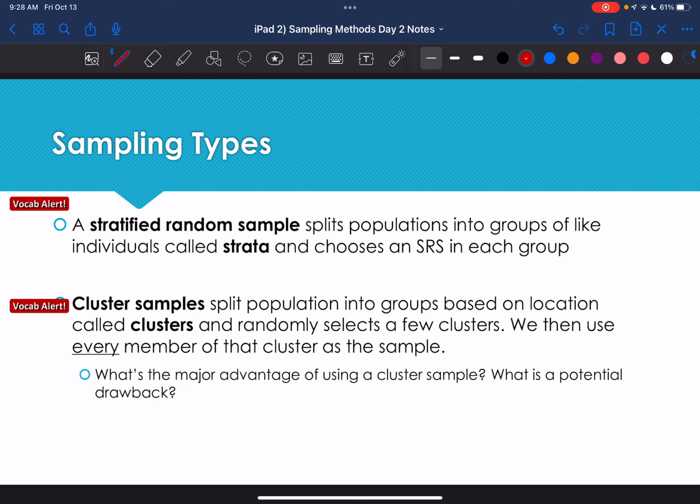Cluster sample. Splits the population into groups based on location called clusters and randomly selects a few clusters. Then uses every member of that cluster as the sample. The major advantage. So again, it's mostly geographic. So say this is Orlando and we've got Winter Park. I guess I'm doing Orange County. We've got Winter Park. We've got College Park.